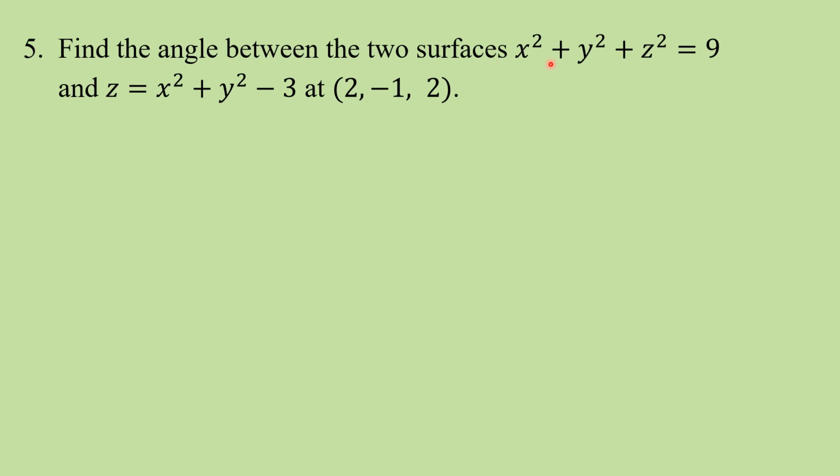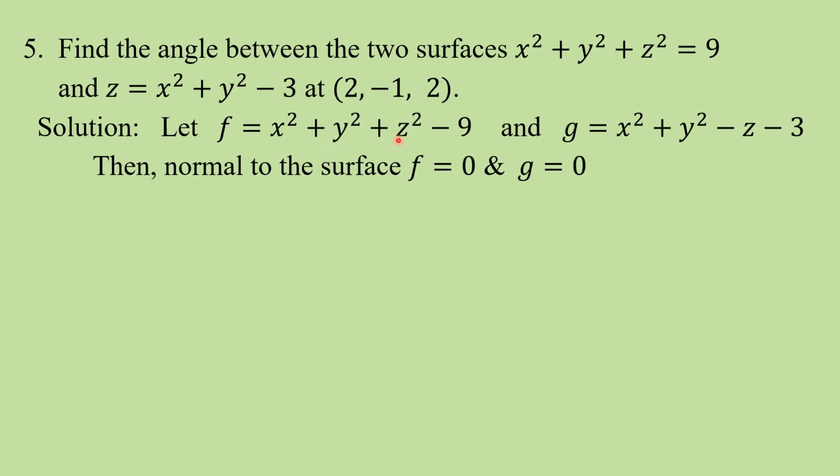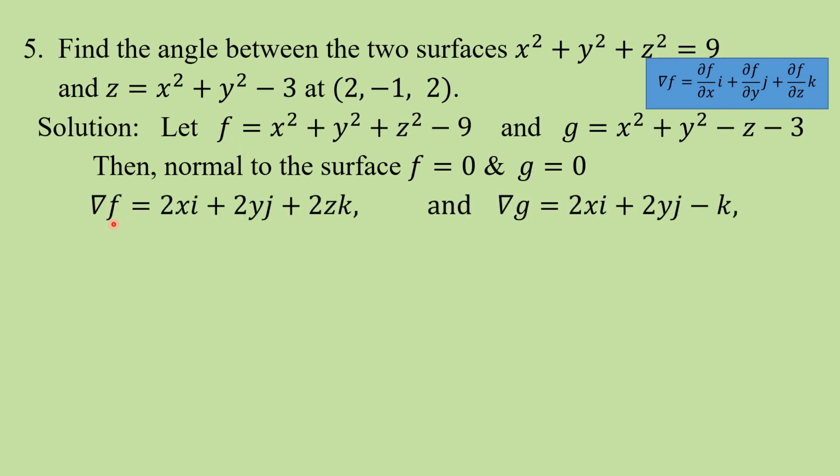So here also we need to find the normals to the surfaces f and g, and the normal to a surface is nothing but the gradient. So let f equal to x square plus y square plus z square minus 9 and g equal to x square plus y square minus z minus 3. Then the normal to the surface f equal to 0 and g equal to 0 is nothing but the gradient. The gradient we can again obtain: del f is dou f by dou x i plus dou f by dou y j plus dou f by dou z k. For f, the gradient of f is 2xi plus 2yj plus 2zk, and for g, the gradient of g, that is del g, is 2xi plus 2yj minus k.